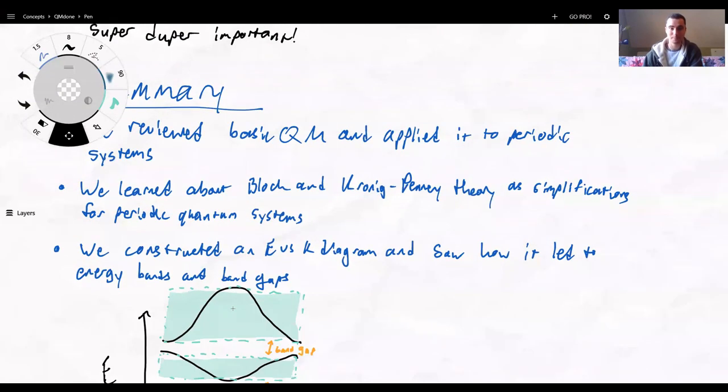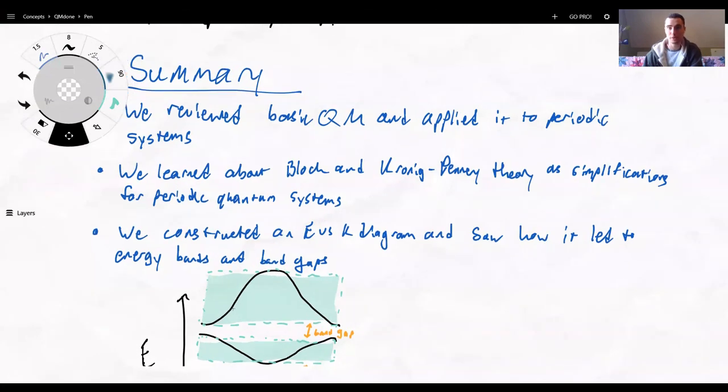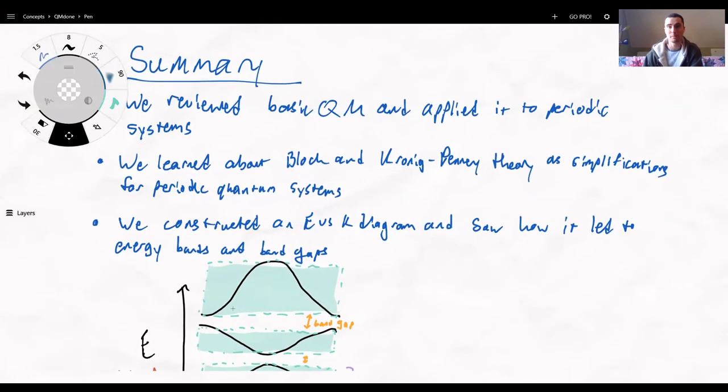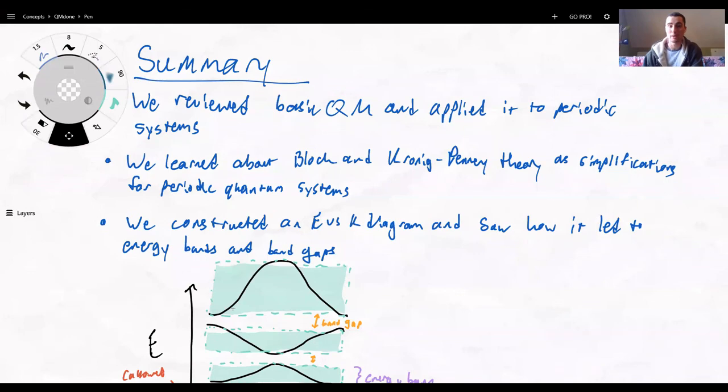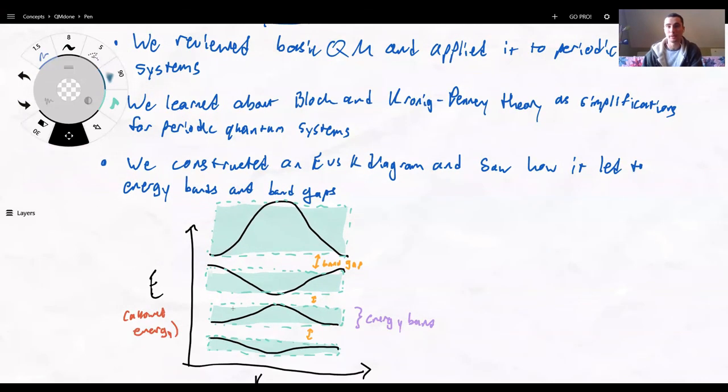So as a summary, what we did is we reviewed our basic quantum mechanics, which we probably learned in PChem, and we applied it to periodic systems. Then we looked at the Bloch model and the Kronig-Penney model as simplifications for those periodic systems. Remember, the Bloch model tells us that as you get closer to the atom, you get closer to negative infinity, and that gives us these restrictions on K. And then the Kronig-Penney model just allows us to do the math a little bit easier.